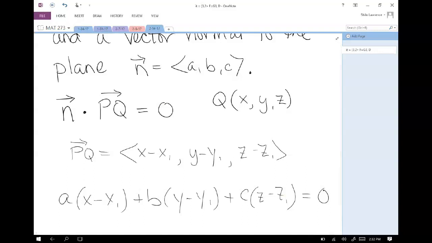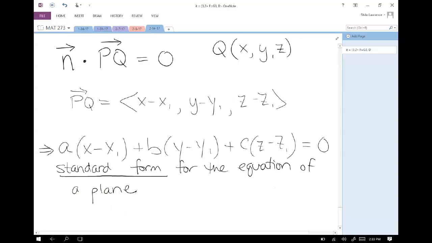This is called standard form for the equation of the plane. So we see those direction numbers, a, b, and c, from the normal vector, and we see the coordinates x1, y1, z1 from the point.